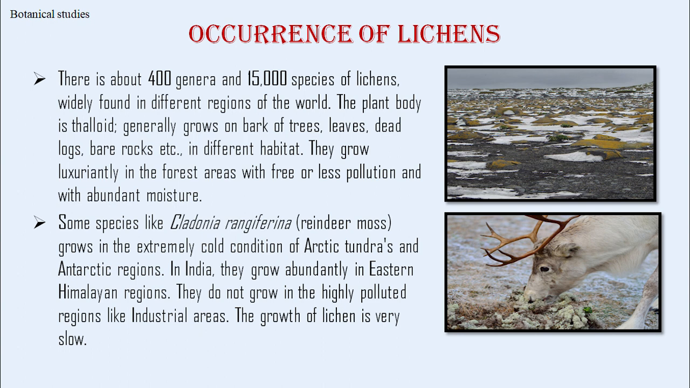Some species, for example Cladonia, that is reindeer moss, grow in the extremely cold conditions of the Arctic tundras and Antarctica regions. In India, they grow abundantly in eastern Himalayan regions. They do not grow in highly polluted regions like industrial areas. The growth of lichen is very slow.